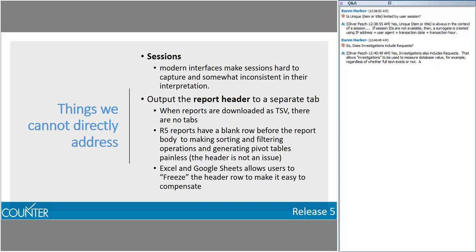Another request which we had, which was to output the report header onto a separate tab. However, we cannot do that directly because when the reports are downloaded as TSV, there are no tabs. And of course, we have to be consistent. But what we have done is the release 5 reports have a blank row before the report body, and therefore you can freeze and then you can filter and so on. So that compensates for that issue. So hopefully that's going to be helpful for everybody.